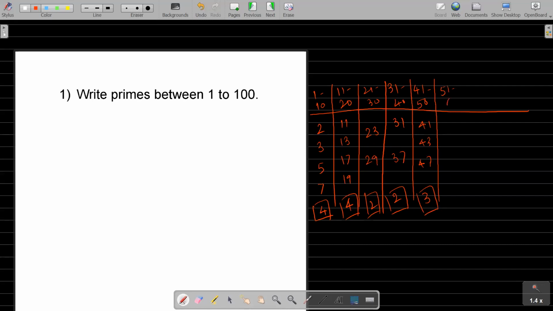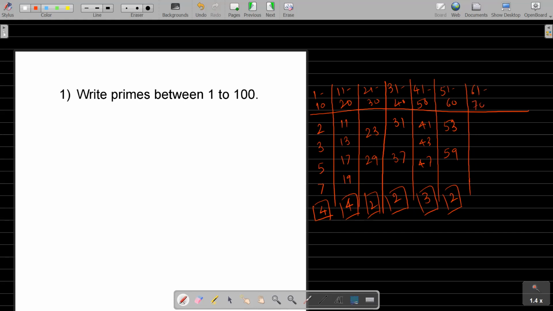51 to 60: 53 and 59. What about 57? It is divisible by 3 and 19. 19 threes are 57. Yes, so far so good.